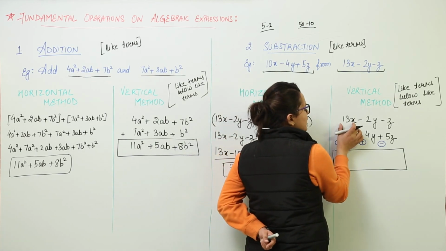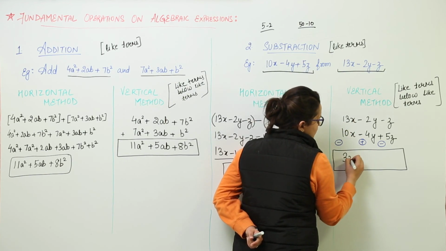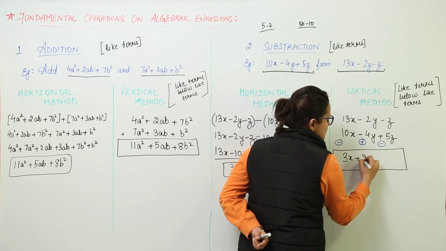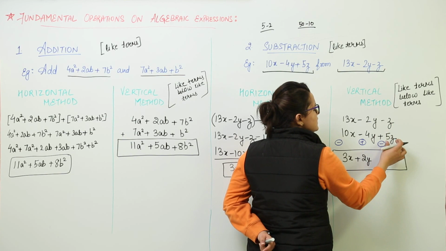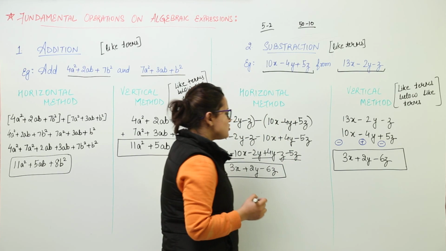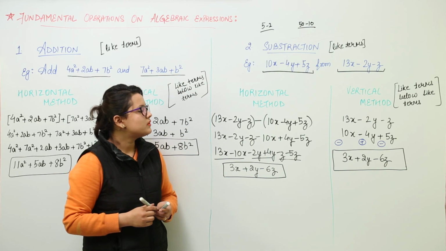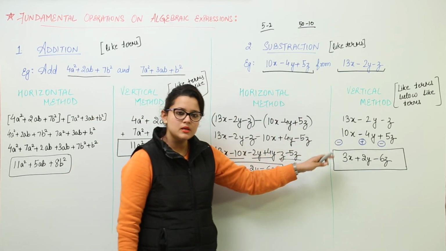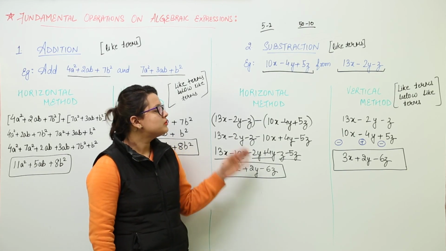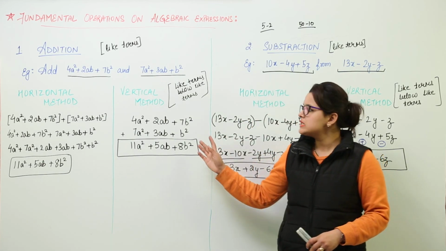Now you will do 13x minus 10x. What is 13x minus 10x? That gives you 3x. What is minus 2y plus 4y? That gives you plus 2y. What is minus z minus 5z? That gives you minus 6z. Now you can check your answer with the horizontal method. Both are coming to be the same. That means we have done both the methods correctly, because our answers are matching, otherwise they would not have matched.